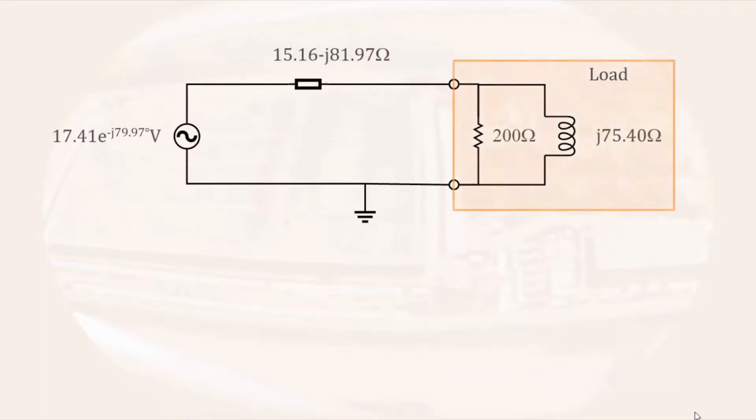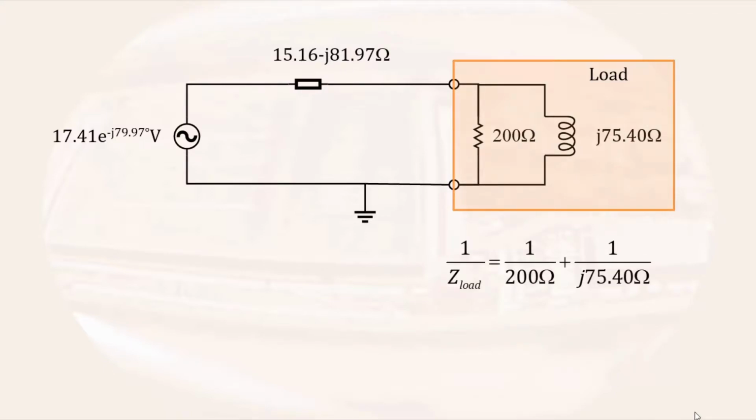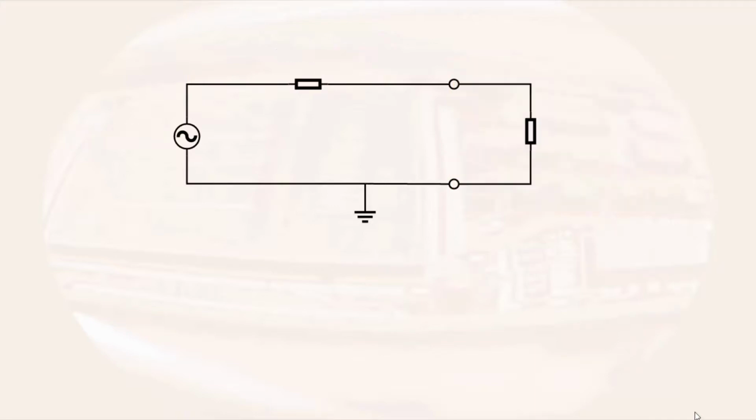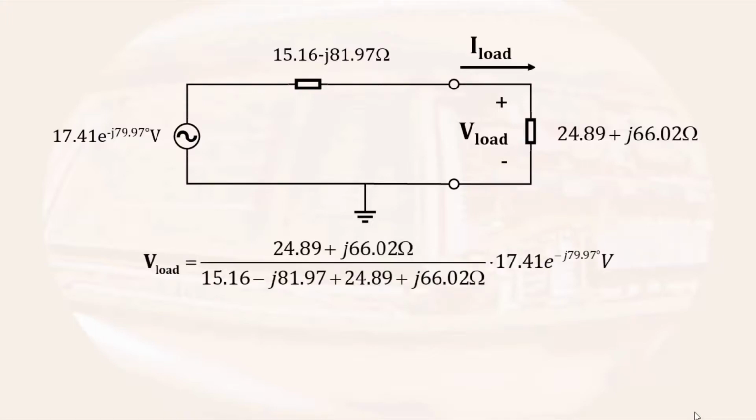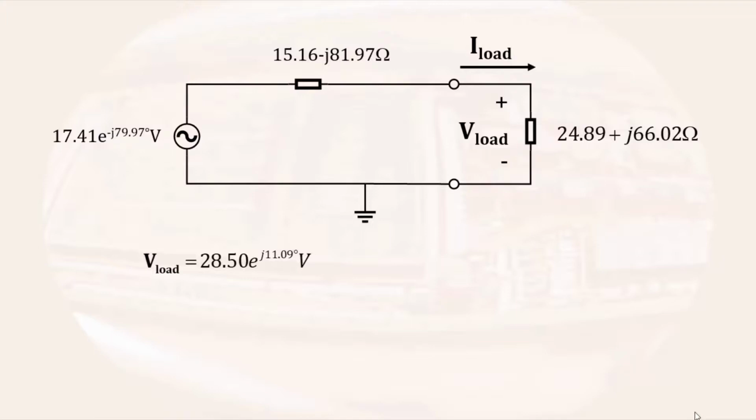If we reattach the load, we can combine the parallel impedances of the resistor and inductor. We combine the parallel impedances by adding the reciprocals, resulting in an impedance of 24.89 plus j 66.02 ohms. Now our circuit consists of a voltage source with 2 series impedances. We are trying to determine the complex power delivered to the load, so we need to know the voltage across the load and the current through the load. The load voltage can be found by doing voltage division. We find that the voltage is 28.5 e to the j 11.09 degrees volts.